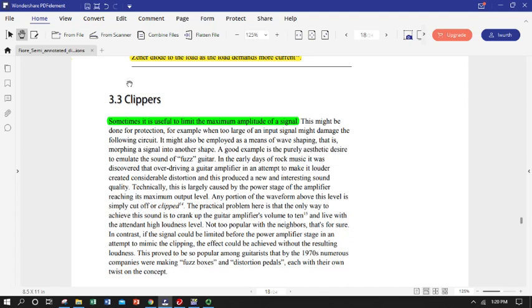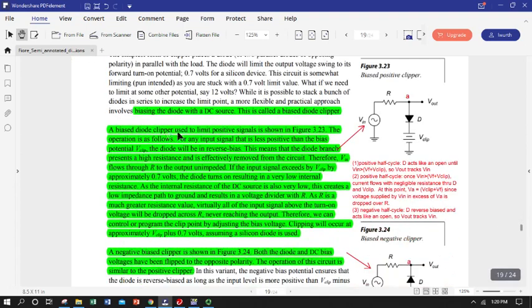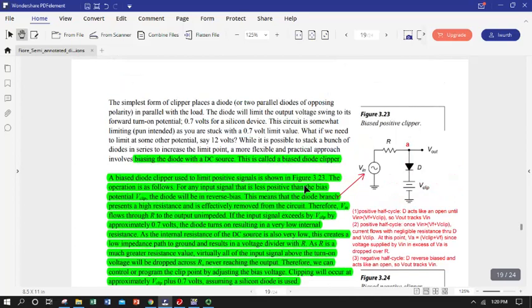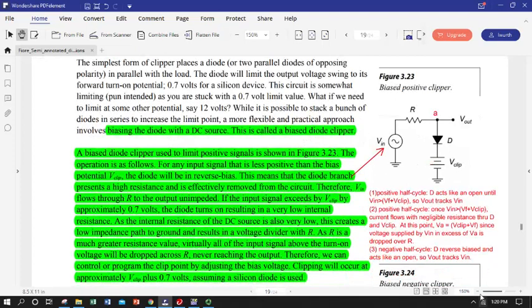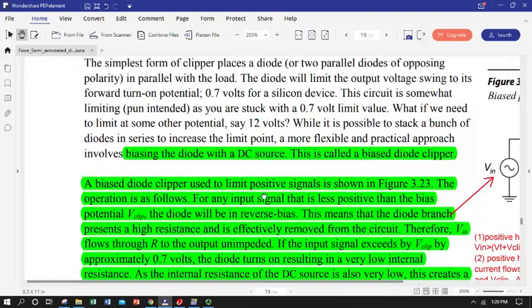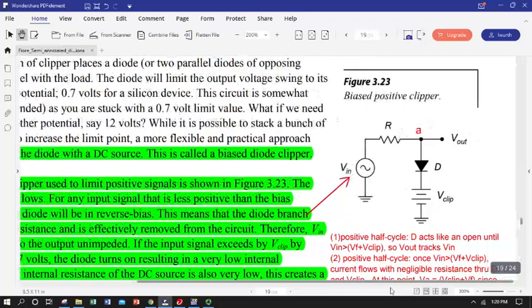So this is section 3.3 in our James Fiore textbook, and as usual, we're going to focus on the figures, with the highlighted text being for your review. Okay. For this we're going to focus on, I'm going to try to zoom up and then center, what's known as a biased positive clipper.